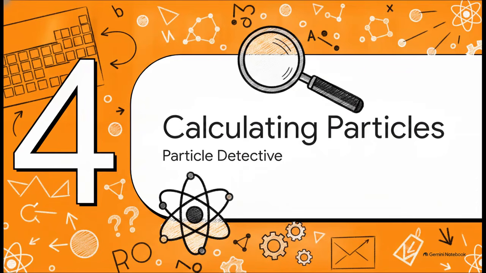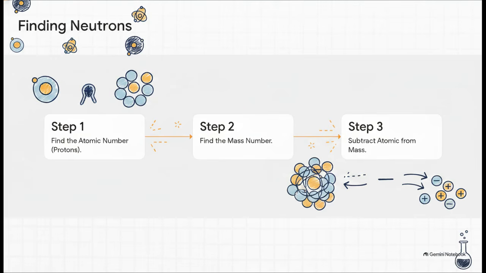Which brings us nicely to part 4, calculating your particles. It's time to become a particle detective. With those definitions in our toolkit, it's time to put on our detective hats. See, if you look at a standard periodic table, it usually won't directly tell you how many neutrons an atom has.